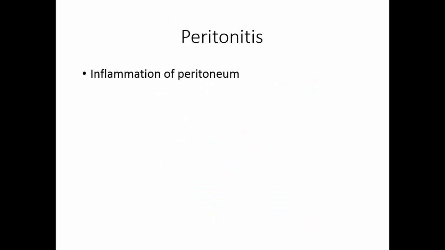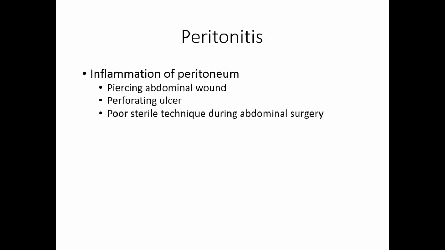Peritonitis is an inflammation of the peritoneum. Anything that pierces the peritoneal cavity would cause this. So any kind of piercing abdominal wound, a perforating ulcer, poor sterile technique during abdominal surgery, or a ruptured appendix. And a ruptured appendix is the most common cause of peritonitis.